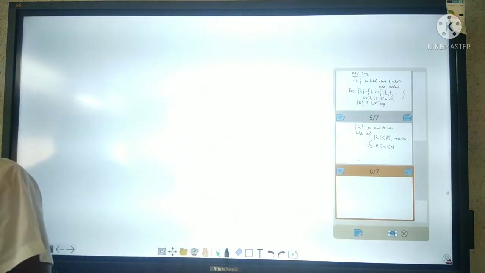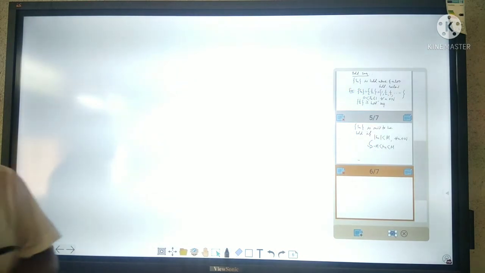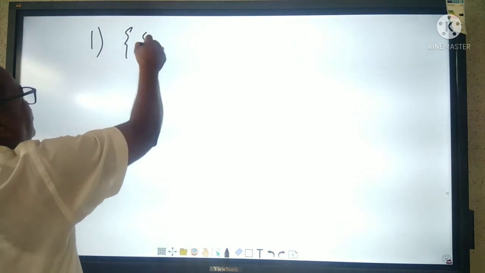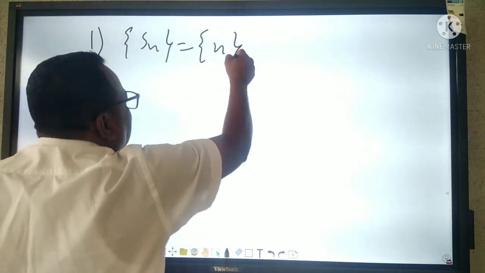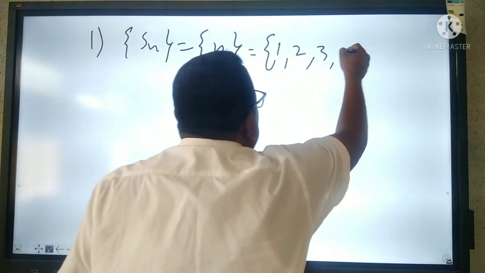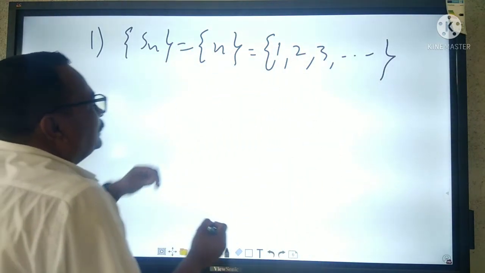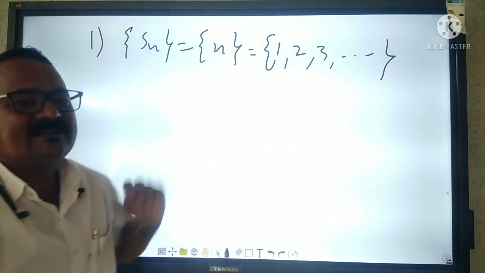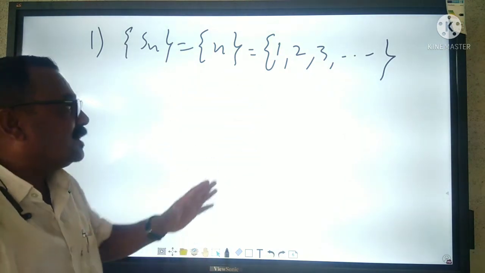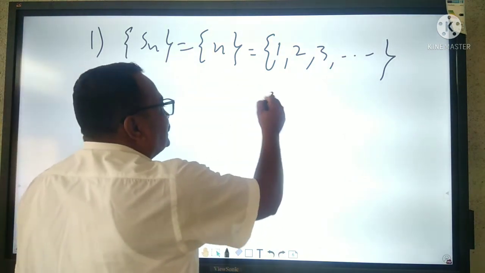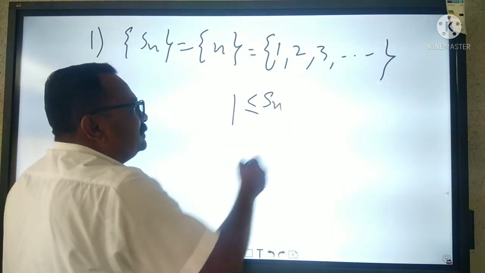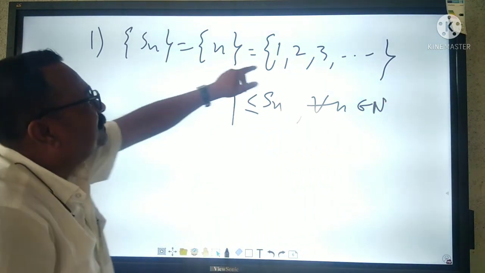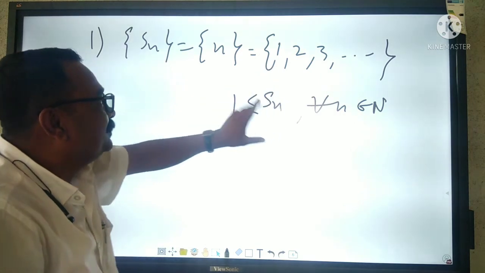Next are the examples. Suppose the first example is the sequence Sn equal to n. We know the terms are 1, 2, 3, and so on. Clearly we can't find a number k such that each term in the sequence is less than that number k. So the sequence is not bounded above. But we know that Sn is greater than or equal to 1 for all n belongs to N. So we say that the sequence Sn is bounded below by 1.